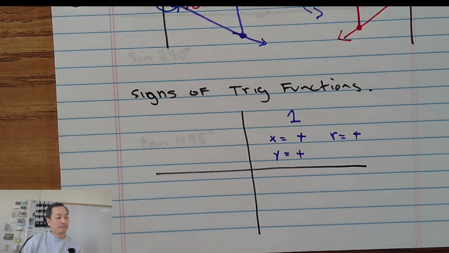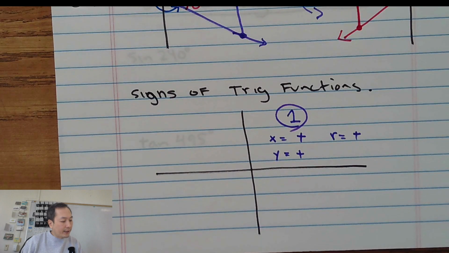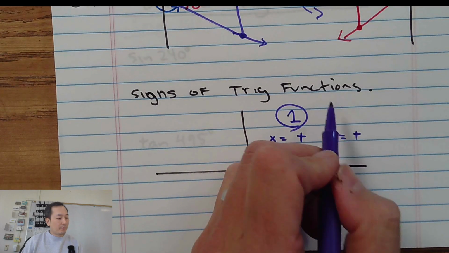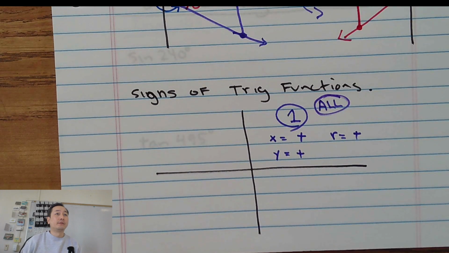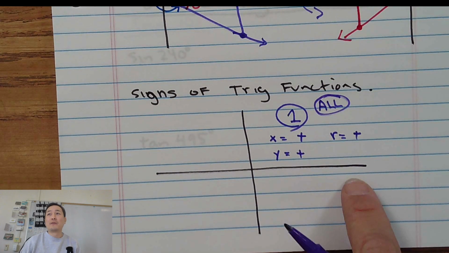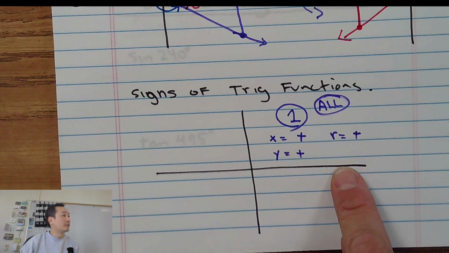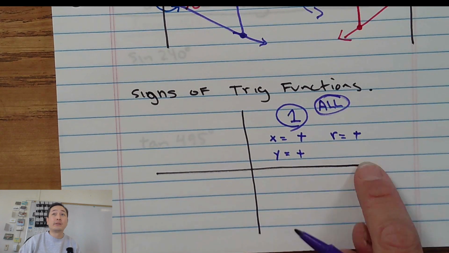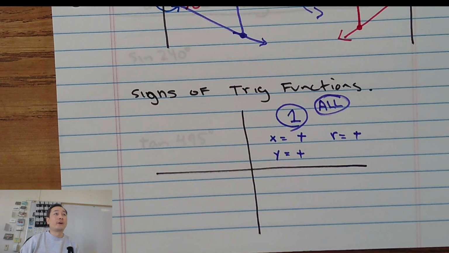So they're all positive in quadrant 1, making all the trig functions positive. X over r, y over r, x over y. All 6 trig functions are going to be positive because it's positive over positive, no matter what trig function you're talking about.